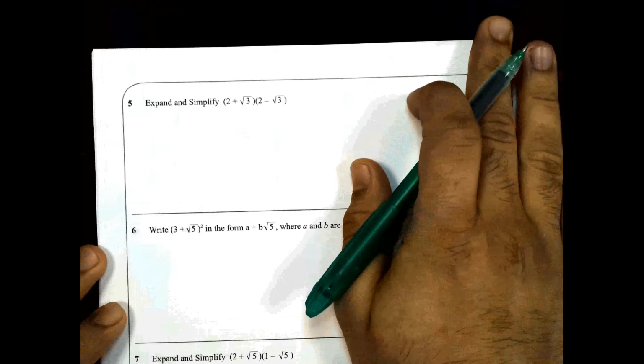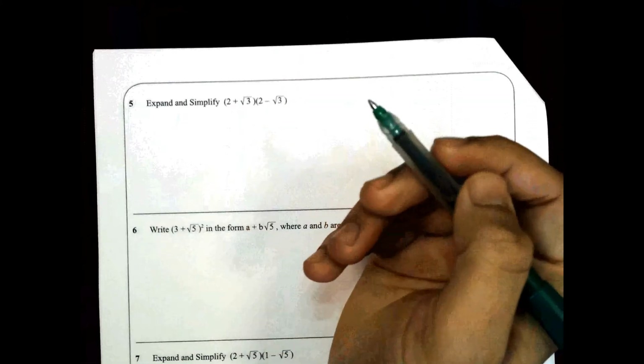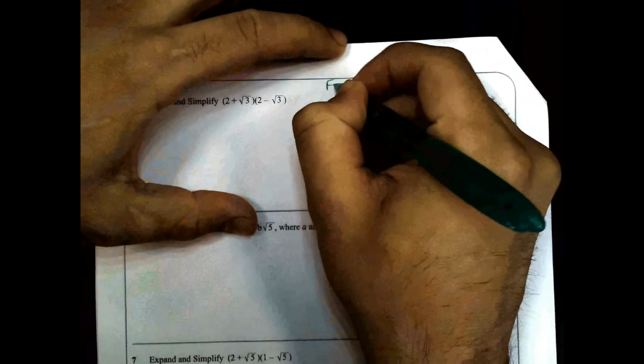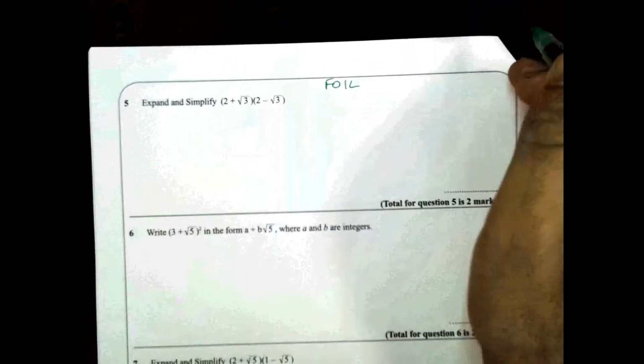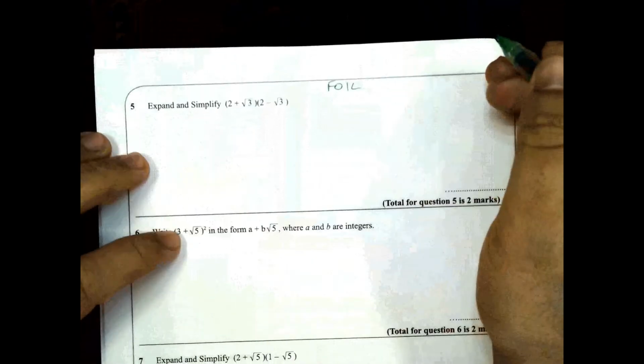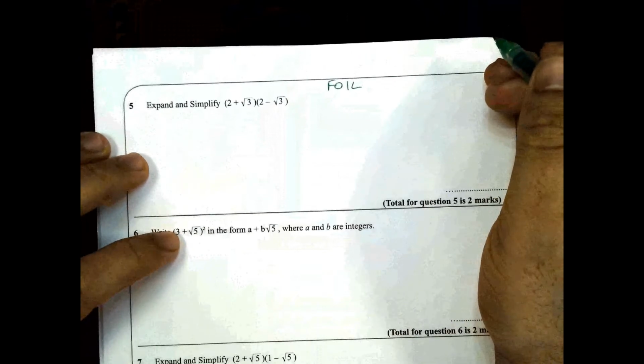Okay, so let's move on then to a slightly different question where you're expanding a bracket or you're multiplying with surds. So we're looking at question 5 now. Now, expanding a bracket, you'll all know using this method FOIL. First, outside, inside, last. So let's do that.